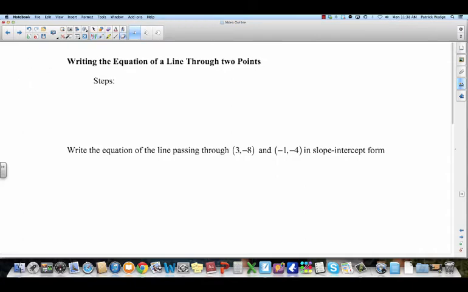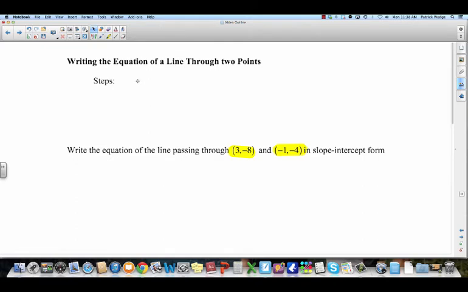But guaranteed in the provincial exam they're going to ask you a question like this, so this is important to get. We're going to write the equation of a line through 2 points. So for example, right here, write the equation of a line passing through these 2 points. The 2 points are (3, -8) and (-1, -4), and we want to put the answer in slope-intercept form.